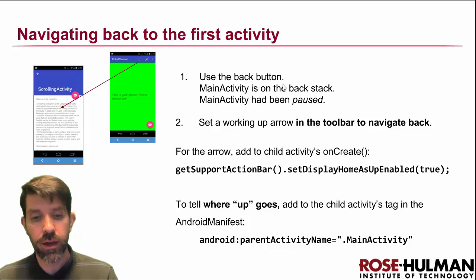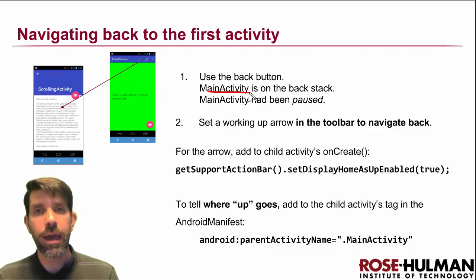It just talks a little bit about that. We can mention here that when we go to the scrolling activity, the main activity is still there, and it's on what we call a back stack. So if we hit back, it's going to pop the scrolling activity off of that, so that the main activity is back on top, and that's going to be running. Because it was obscured, onPause had been called, so that callback actually did happen there.